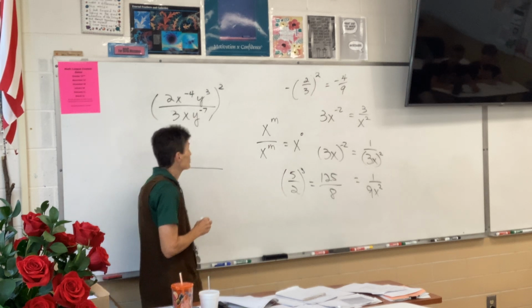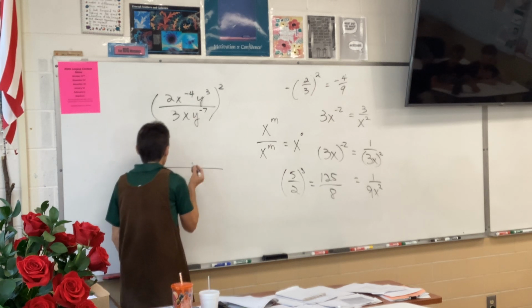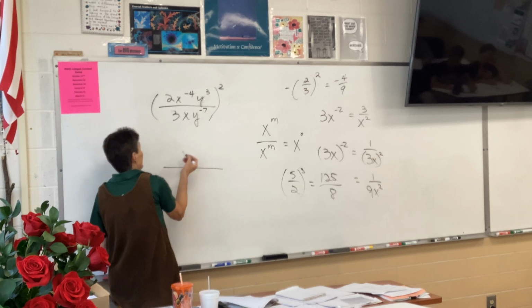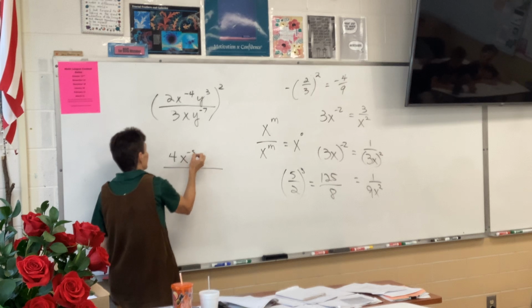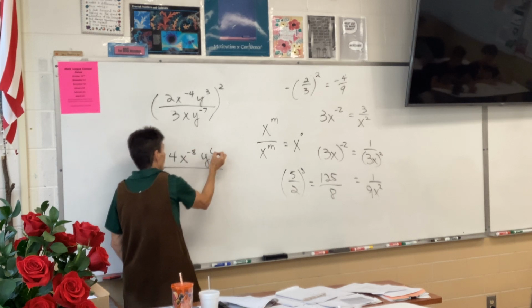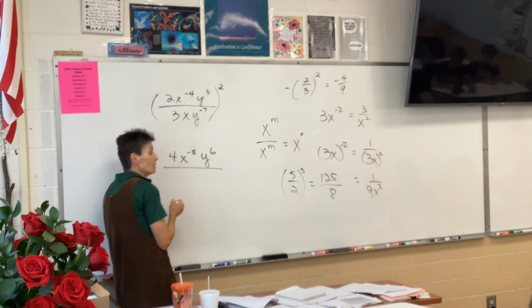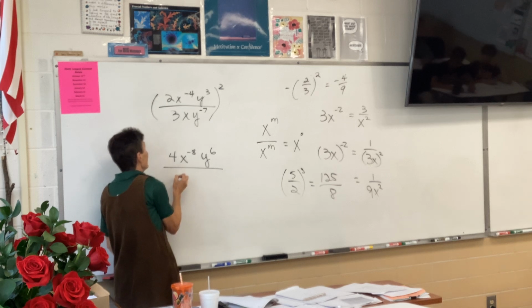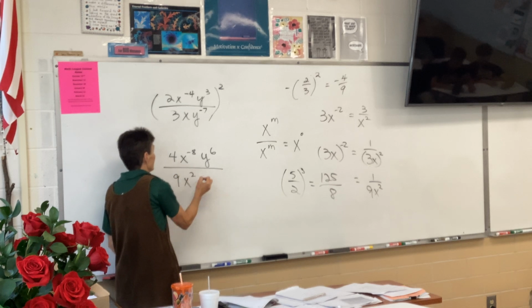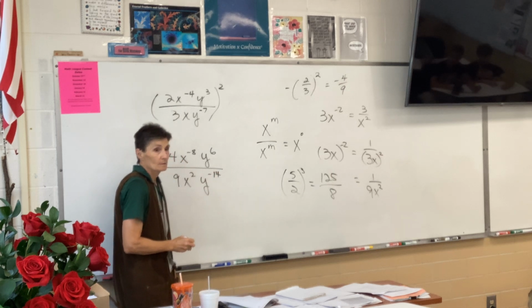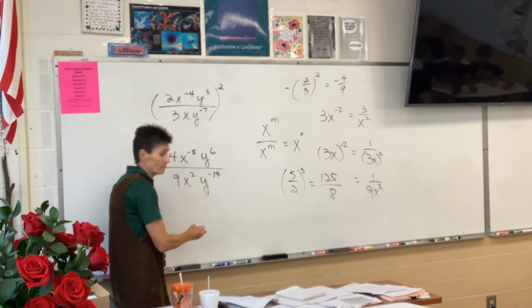Square everything. Square everything? All right, we can do that. So we would have what on top? 4x to the negative 8, y to the 6. Everybody good with the top? And we get the same thing on the bottom, so we'll have 9x squared, y to the negative 4. Perfect. Good so far?